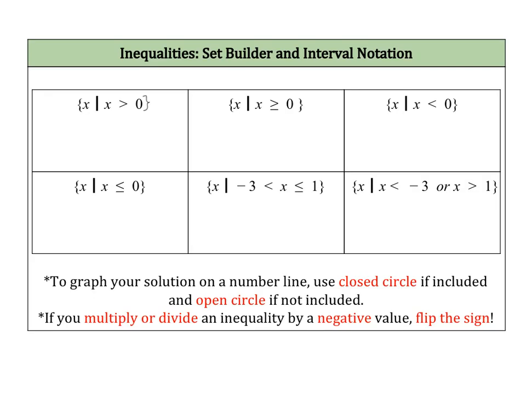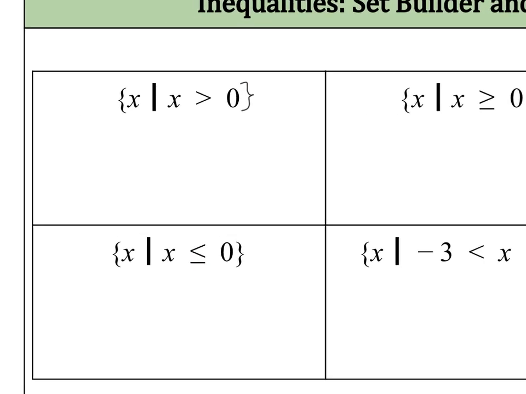Okay, we're going to start by talking about some notation. There are two different types of notation I'd like you to know with inequalities. The first is called set builder notation, and it looks like this. This is essentially saying your answers are x such that x is greater than 0. So that's how you would read it. Again, this is called set builder notation, but we want to know how to write this in interval notation.